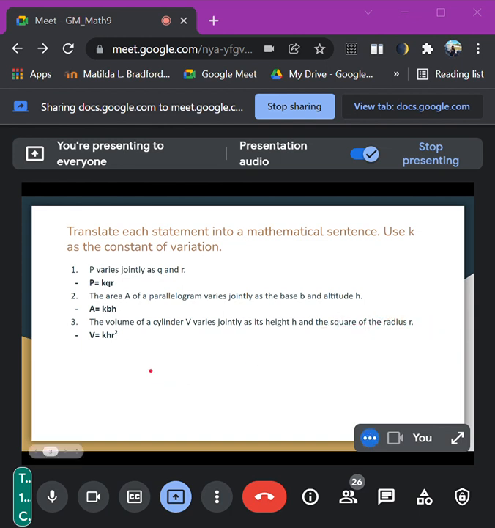Okay, now let's go to number 4. The heat H produced by an electric lamp varies jointly as the resistance and the square of the current I. How are we going to write this one?